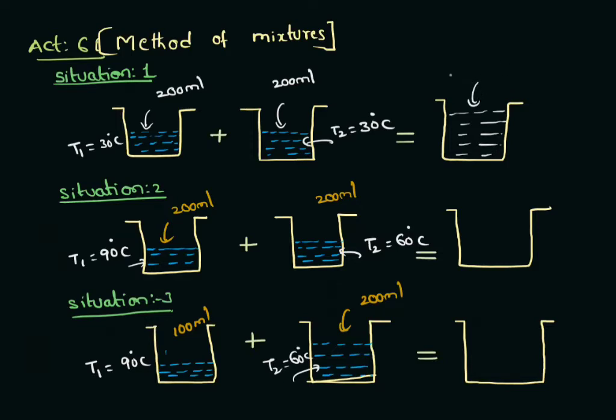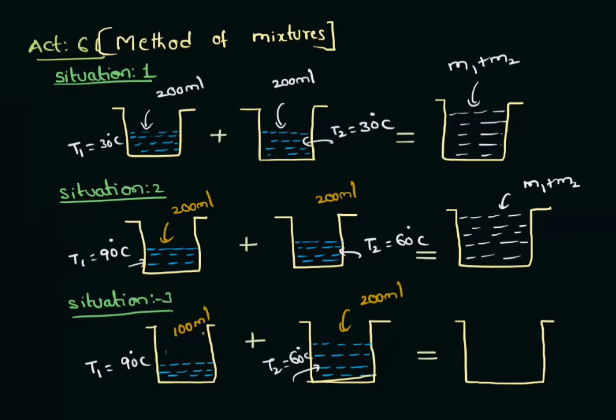So what is going to be the mass? Definitely we'll say M1 plus M2, right? Similarly, here also after mixing, the mass is going to be M1 plus M2. But temperatures, you observe this, T1 is 90, T2 is 60 degrees Celsius. So after mixing, are they going to have the same temperature or different temperature, or how much temperature is it going to have?